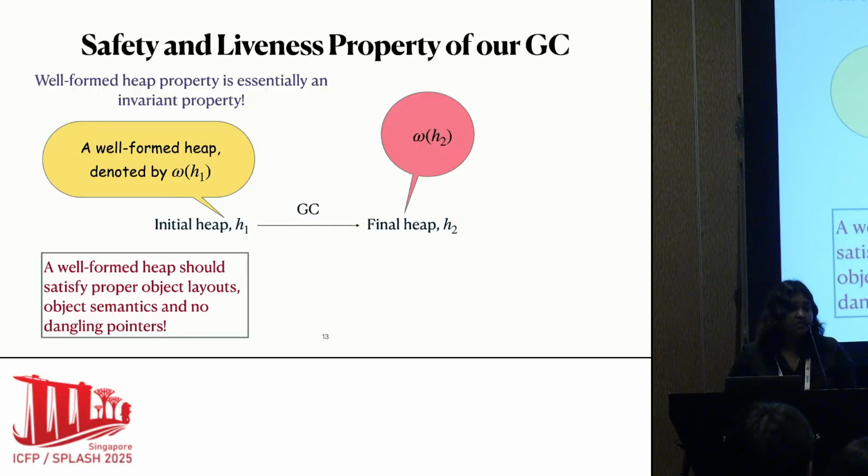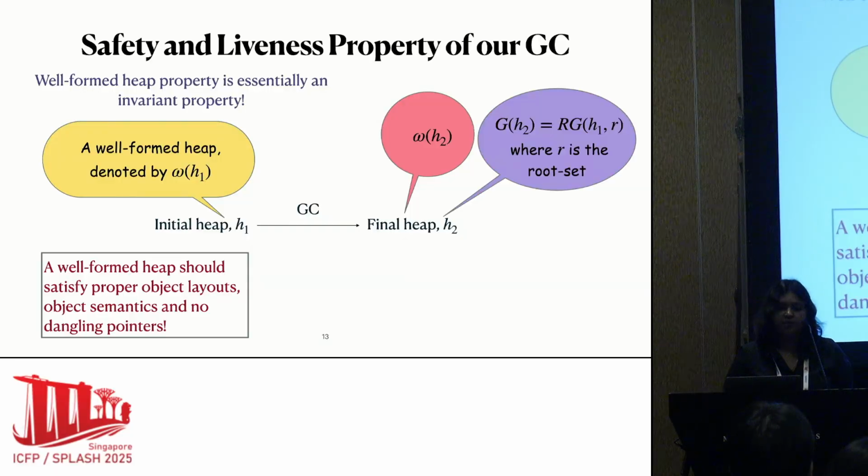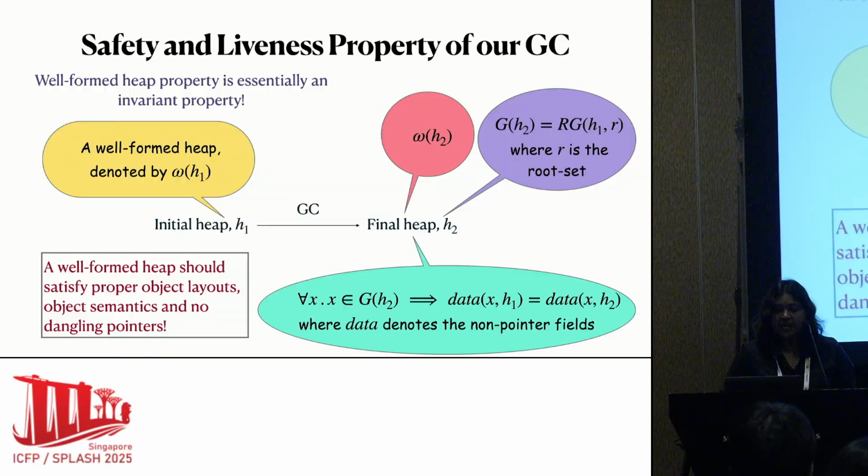Our specification, or the postcondition of correctness, says that in such circumstances, GC produces a well-formed heap where the graph is the reachable subgraph. The graph which remains after the GC is only the reachable subgraph, and the non-pointer values of the reachable objects are all preserved. So if we are able to satisfy these three conditions, we can say that safety and liveness both are preserved.